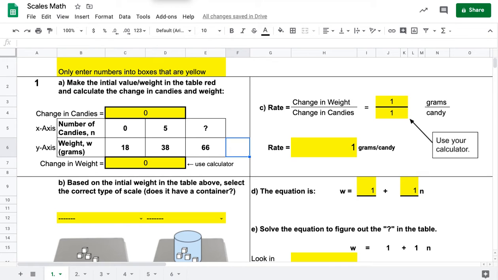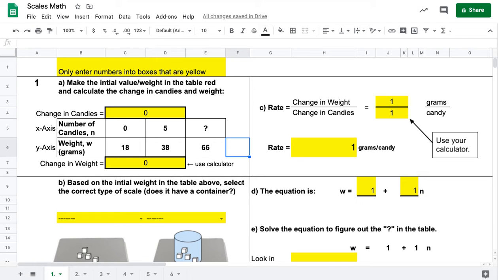We're going to do a screencast on linear relationships, so lines, so constant rates. In this case, we're going to go to the scales example, and we're going to look at scales and try and write some equations about scales and interpret those equations and see what they mean to real life.